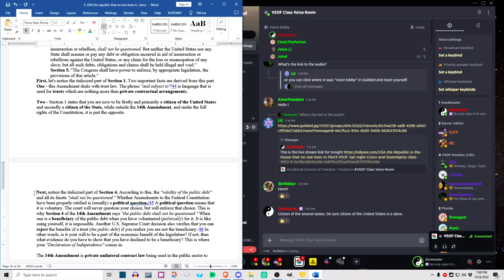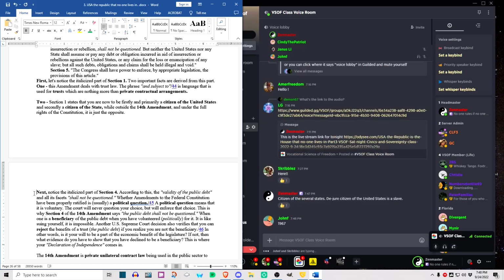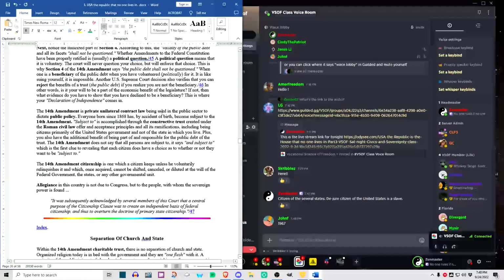This is why Section 4 of the 14th Amendment says the public debt shall not be questioned. When one is a beneficiary of the public debt, when you have volunteered politically for it, it is like suing yourself. It is impossible. Another U.S. Supreme Court decision also verifies that you can reject the benefits of a trust, the public debt, if you realize you are not the beneficiary.